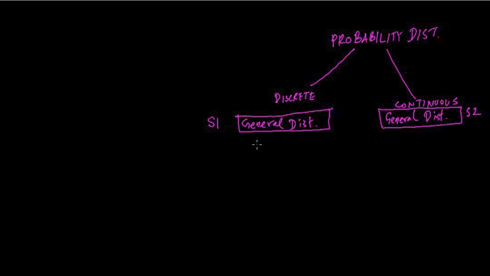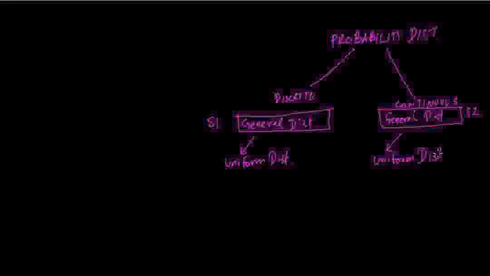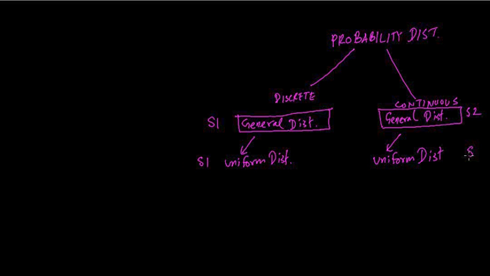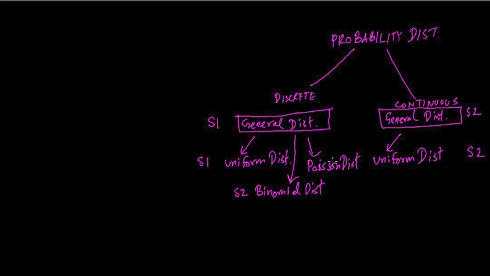Now, after that, we have the uniform distribution, the uniform discrete distribution, and here we have the uniform continuous distribution. This one is in S1, this one is in S2. Then we have another distribution called the binomial distribution. This one is in S2, and the final discrete distribution is the Poisson distribution. This is also in S2. So this is S2, this is S2, this is S2, this is S2.